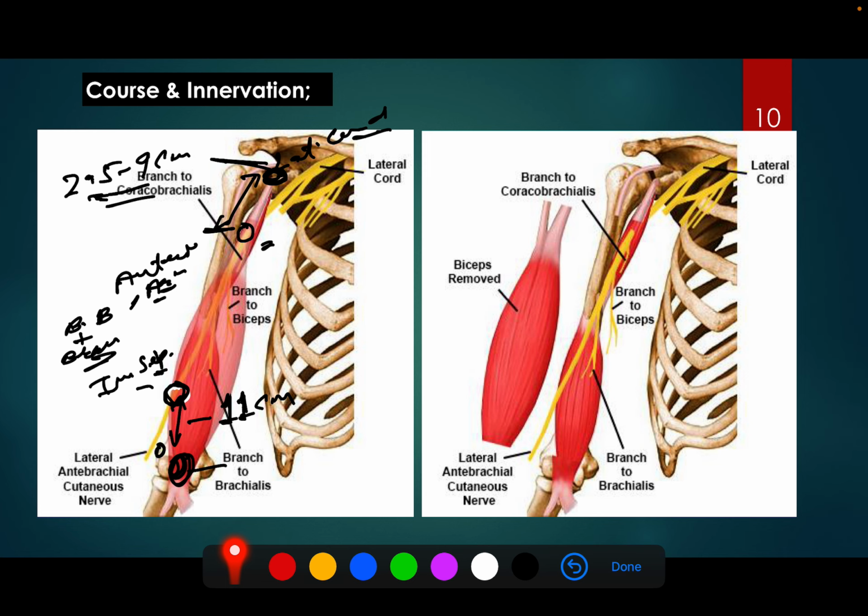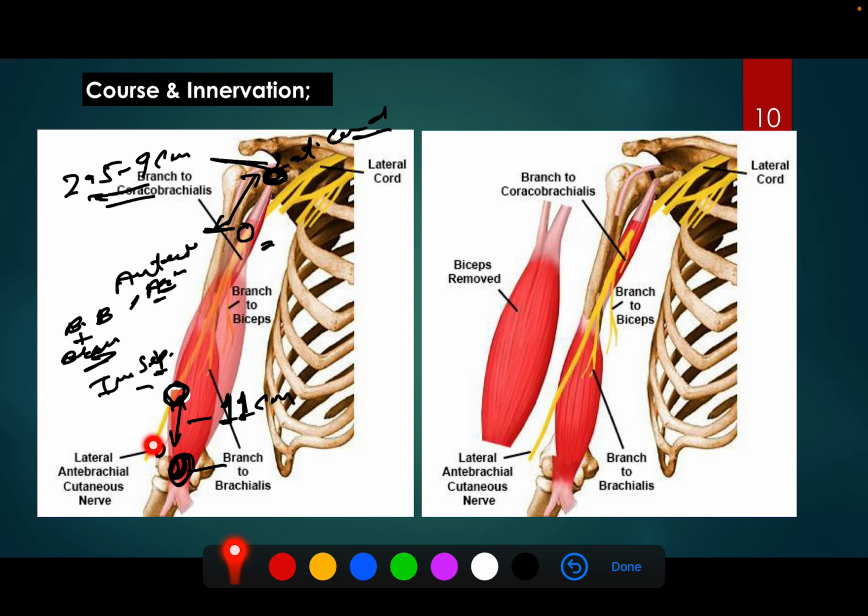Passing below the clavicle, it originates from the lateral cord and pierces the coracobrachialis muscle, 2.5 to 9 centimeters below the coracoid process. It comes anterior to the arm and passes between two muscles, the brachialis and the biceps brachii. Then, 11 centimeters above the lateral epicondyle, it pierces the intermuscular septum and goes laterally.